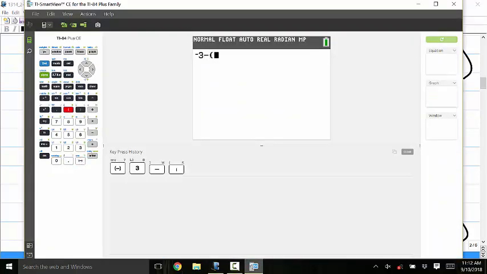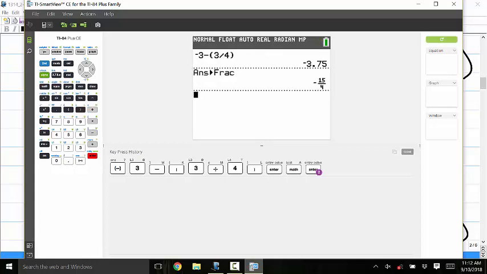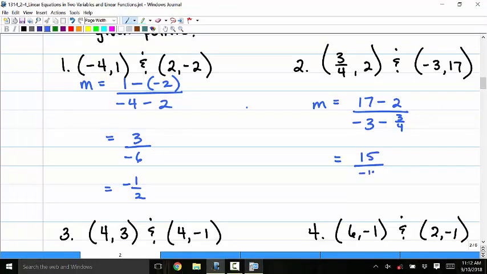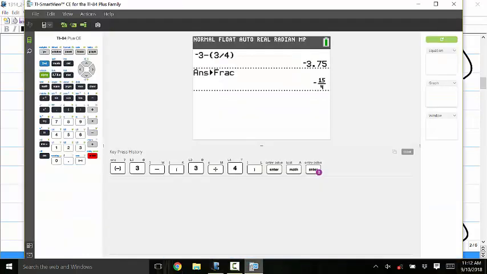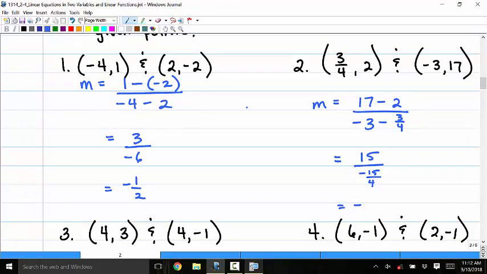-3 minus 3/4 as a fraction is -15/4. So now I need to do 15 over negative 15 fourths. 15 divided by negative 15 fourths is negative 4. We good?